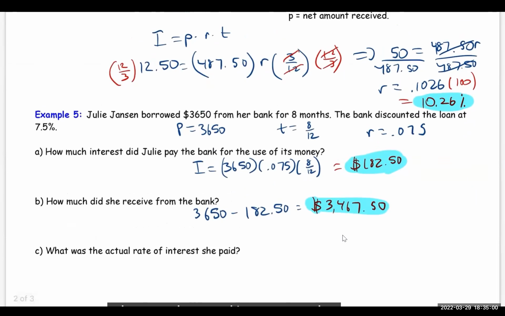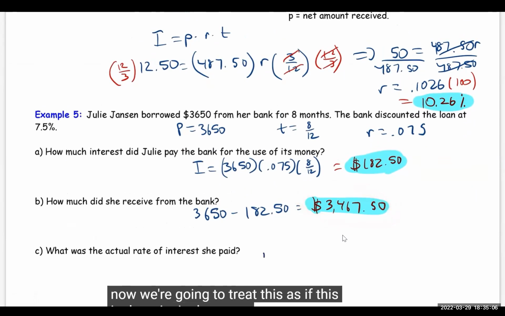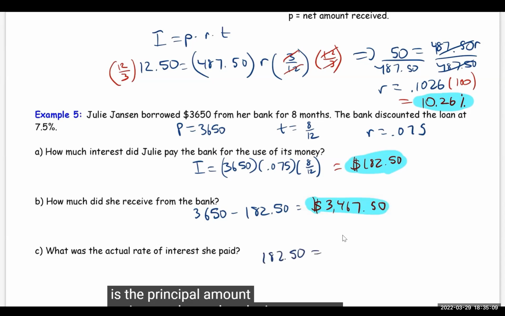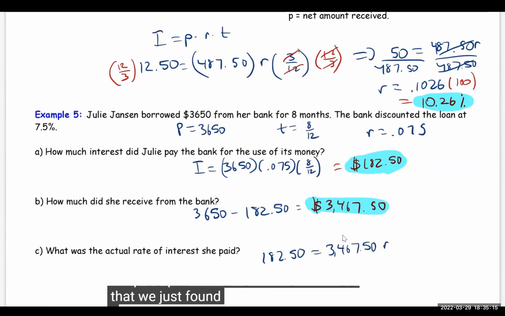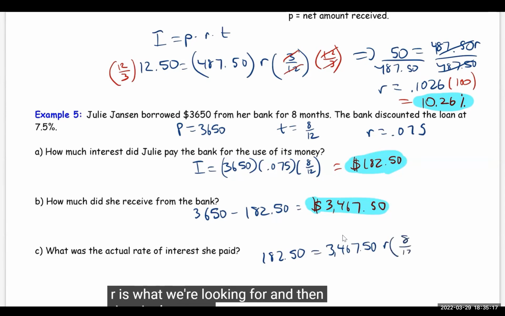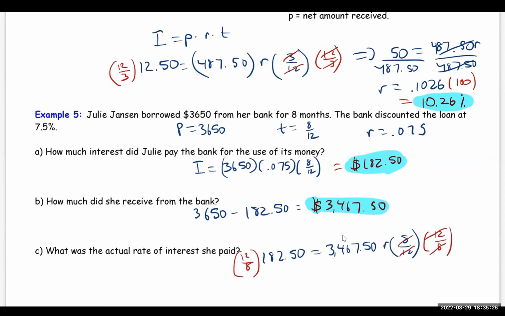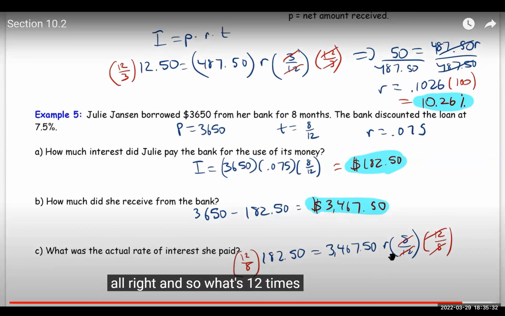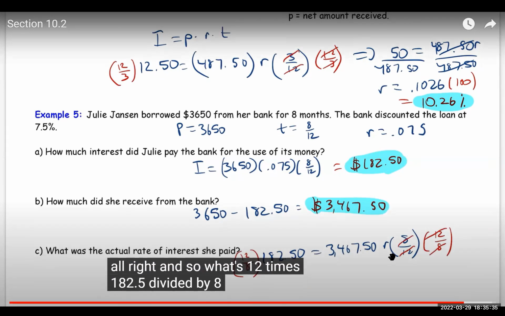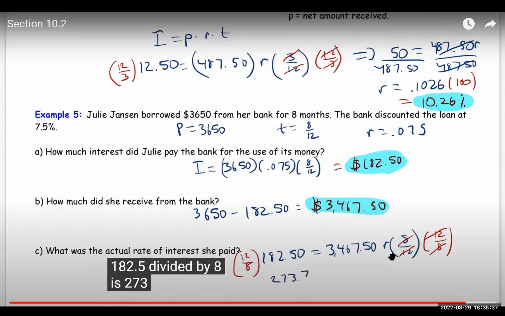What was the actual interest rate that she paid? So for that, now we're going to treat this as if this is the principal amount. So we know that the interest was $182.50. The principal amount is this new amount that we just found. R is what we're looking for, and then time is the same, 8 out of 12. So once again, we'll multiply by the reciprocal. What's 12 times 182.5 divided by 8? It's 273.75.